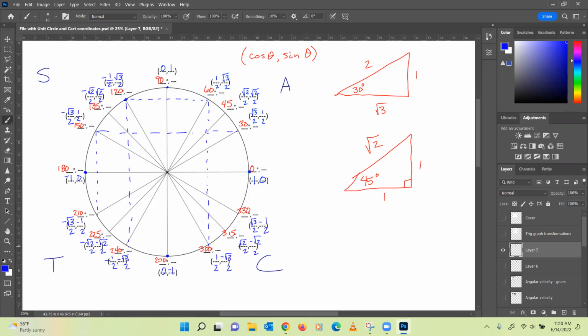And now we've fully populated the unit circle. We know the ordered pairs, which tell us cosine and sine for all of those angles in all of those quadrants. And that is really handy, in my opinion.